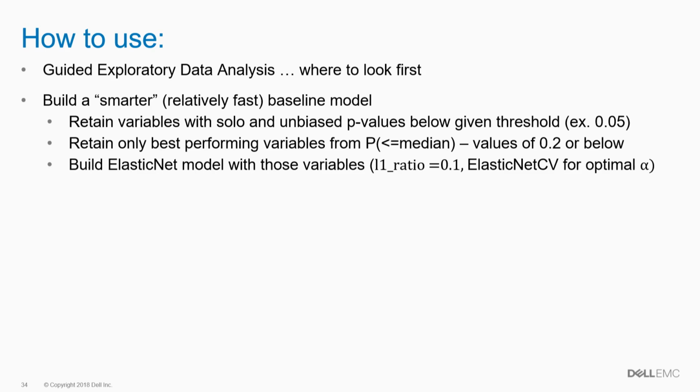Also, another thing discussed in some of his texts is building a smarter, relatively fast baseline model. Here are a couple of things that have been thrown out. If you set your p-value threshold, anything below that threshold you would apply to an elastic net model. Another benchmark he gives is p less than or equal to median values that are less than 0.2. And if you know all of those are there, then you want to stay more on the ridge regression side than the lasso regression side. One recommended prescription is an L1 ratio of 0.1 and then ElasticNetCV for an optimal alpha, which in the glmnet and R world is your lambda. That's for those of you familiar with elastic net.